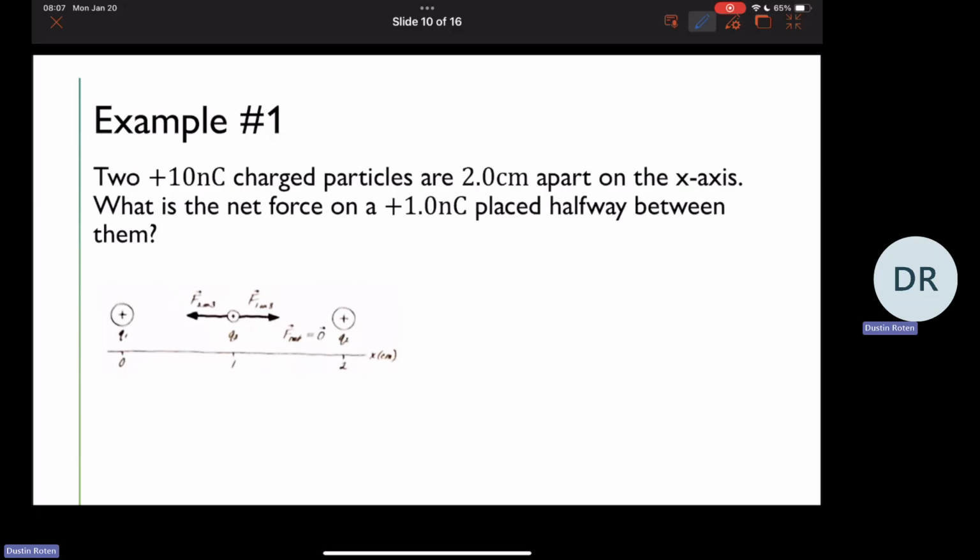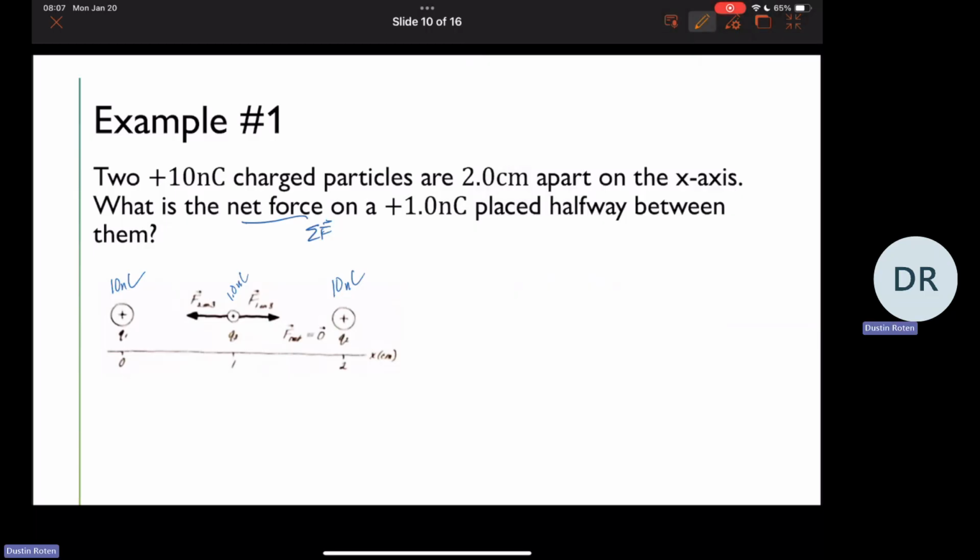So here I have my two 10 nanocoulomb positive particles, 10 nanocoulombs, 10 nanocoulombs. You'll notice I drew a picture. Now I'm labeling it. And then we also have this smaller charge in the middle of just 1.0 nanocoulombs. All right, now we just need to figure out what the net force is. So that means we need to add up some forces here. We want to figure out what that net force is on that charge in the middle.